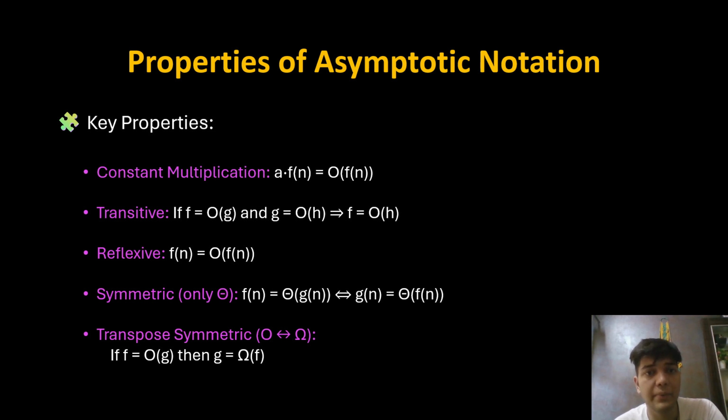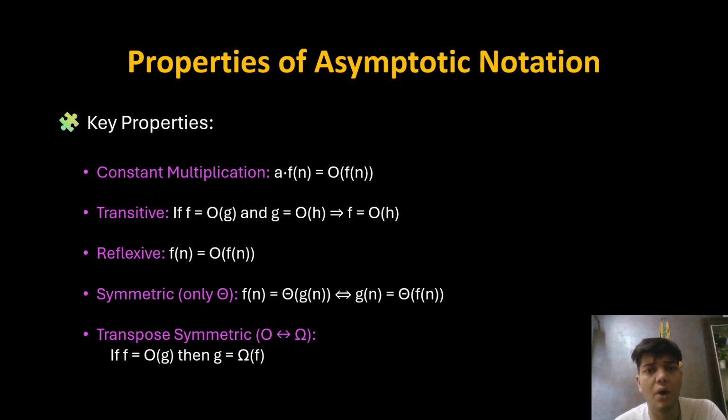The second property is the transitive property, or we can call it the chain rule. If one function is slower than another and that second one is slower than a third one, then the first one is definitely slower than the third one. It's just like if A is slower than B and B is slower than C, then A is also slower than C. And the third property is the reflexive one, or we can call it self-bound.